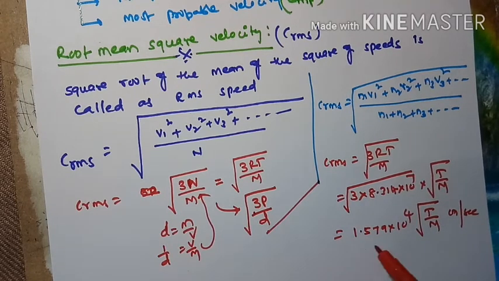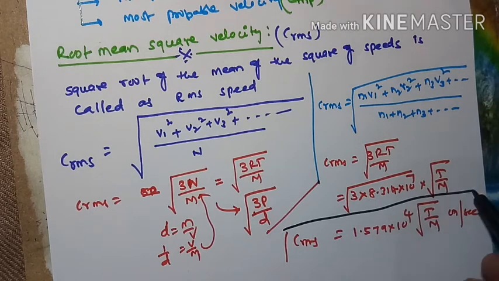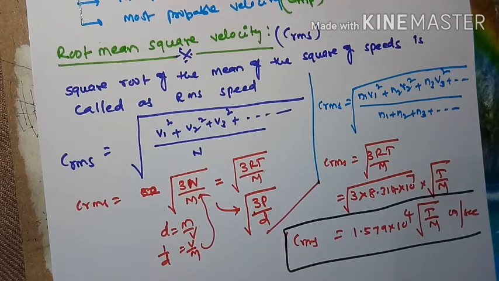So this is about the RMS velocity. To calculate RMS velocity, we use this principle, and then we can convert into average and most probable velocity if it is asked.